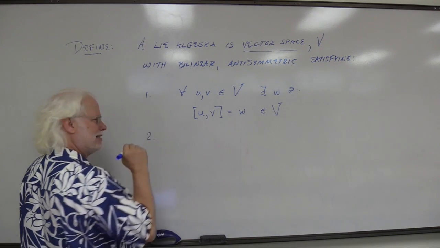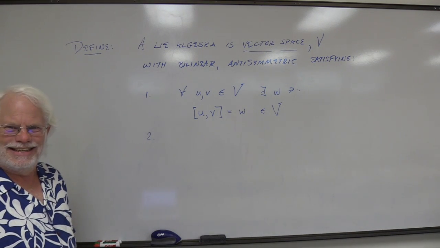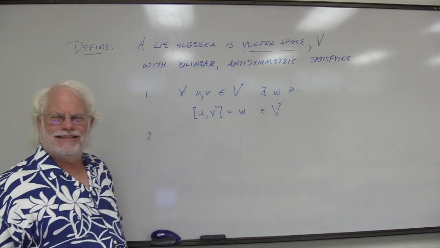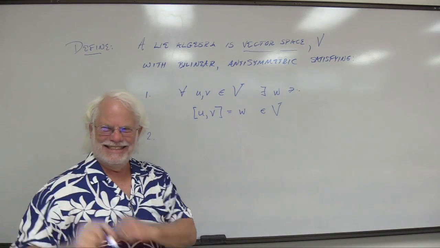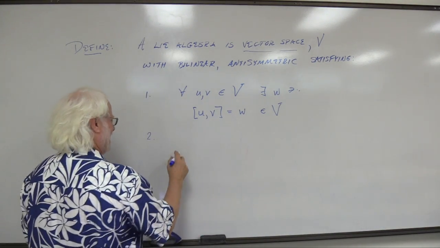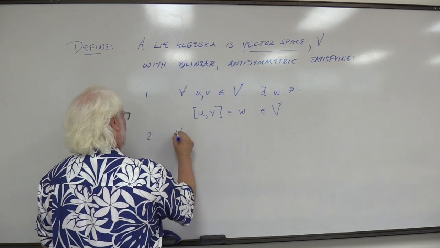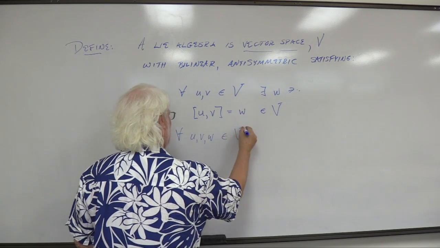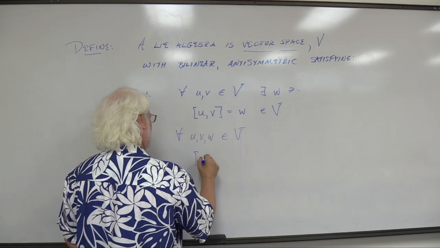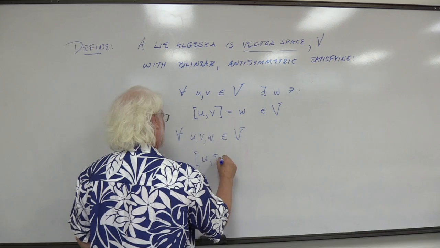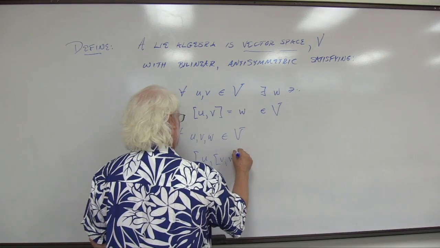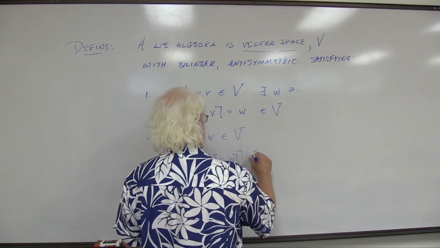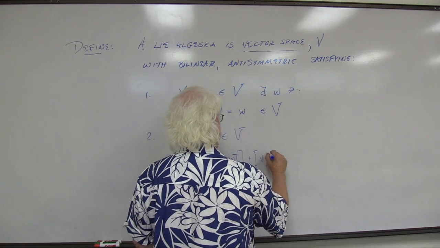And second, what's the second? The Jacobi. Yeah, I can see it in my head. Okay. So for all U, V, W in V, we have the commutator of U with the commutator of V and W. And can you tell me the importance of this? What does this guarantee?